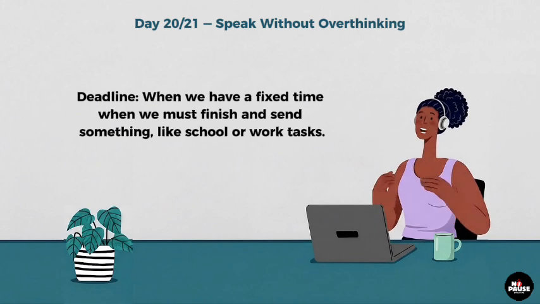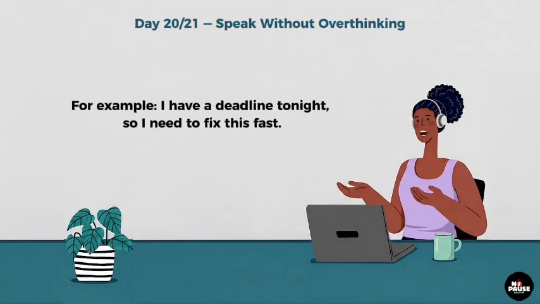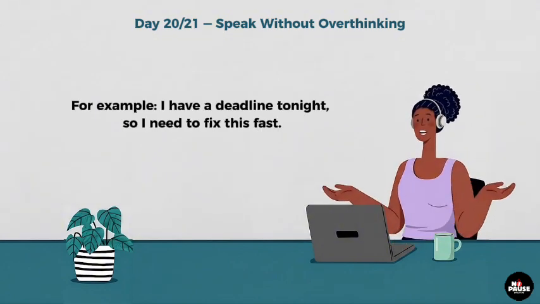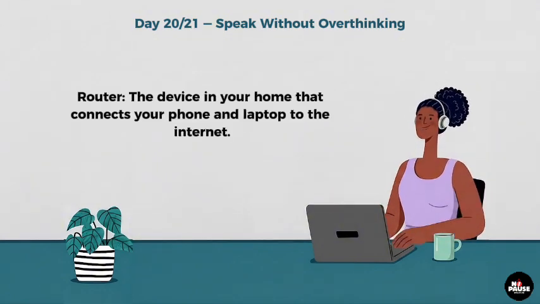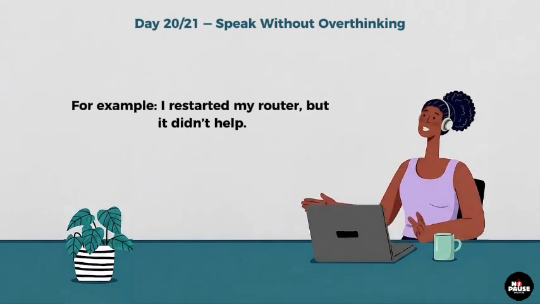Deadline. We use this when we have a fixed time when we must finish and send something, like school or work tasks. For example, I have a deadline tonight, so I need to fix this fast. Router. The device in your home that connects your phone and laptop to the internet. For example, I restarted my router, but it didn't help.